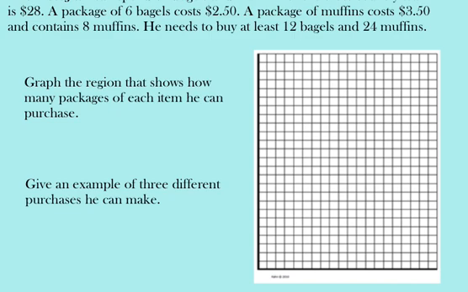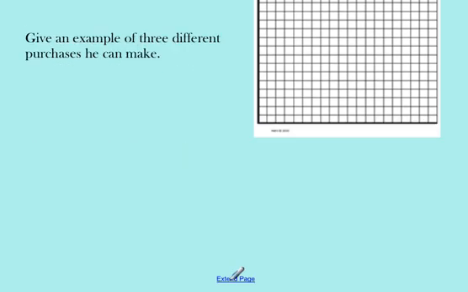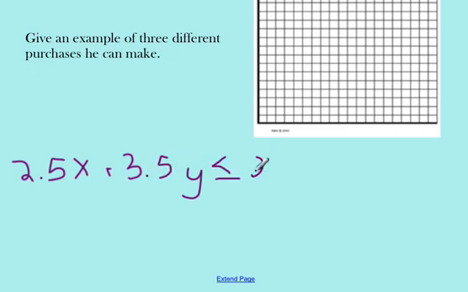Well, first of all, let's talk about pricing. Okay, so I'm just going to scroll down so I have a little bit more space here. For every x package of bagels that I buy, it's going to cost me $2.50, which you can write as 2.5. For every y package of muffins, it's going to cost me $3.50, which you can write as 3.5. And that needs to be less than or equal to 28. So that's for the pricing.